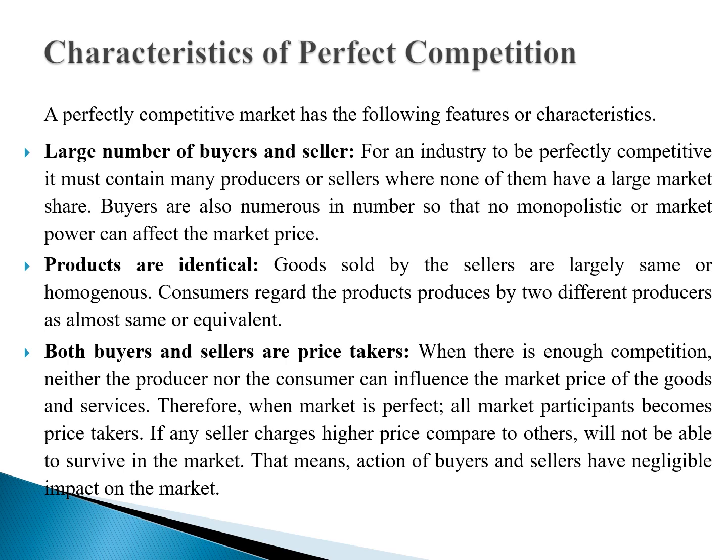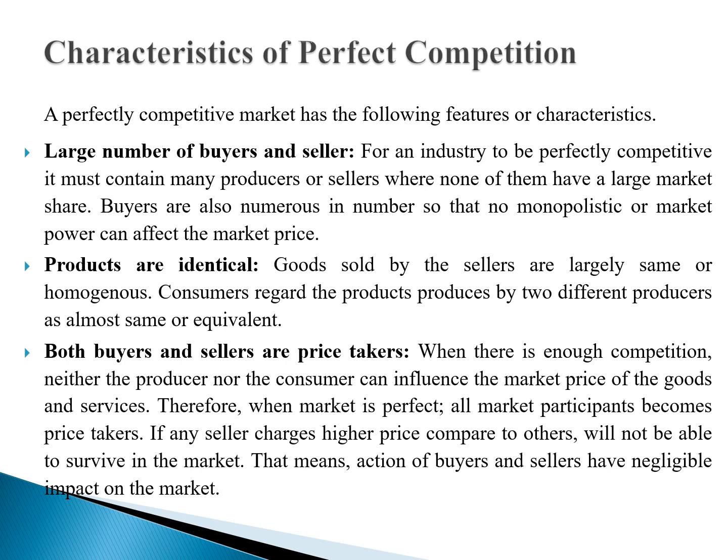Now let's look into more detail about the characteristics of perfect competition. A perfectly competitive market has the following features or characteristics. First of all, there are a large number of buyers and sellers. For an industry to be perfectly competitive, it must contain many producers or sellers where none of them have a large market share. At the same time, buyers are also numerous in number, and so as a result, there is no monopolistic or market power which can affect the market price.